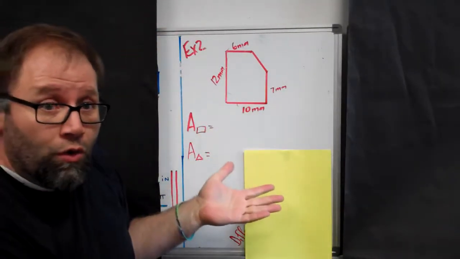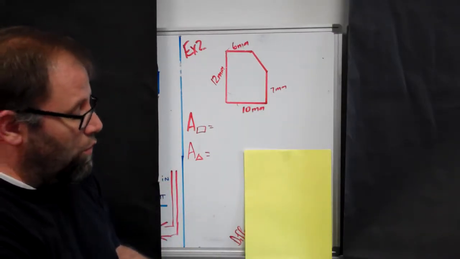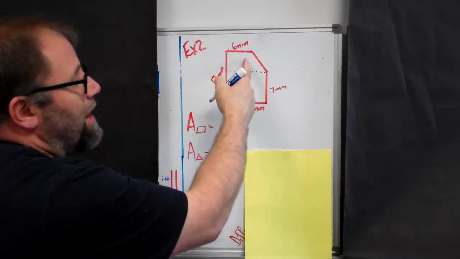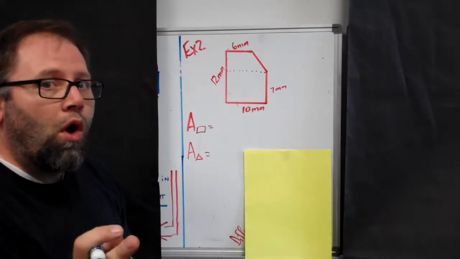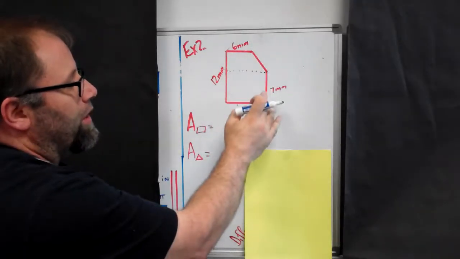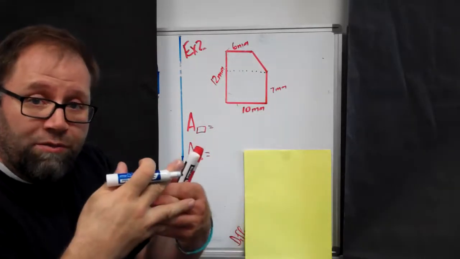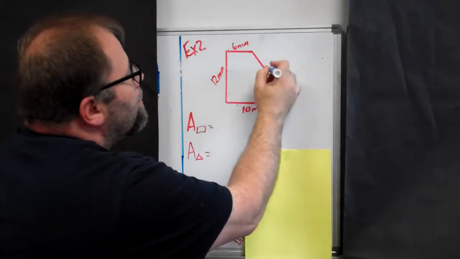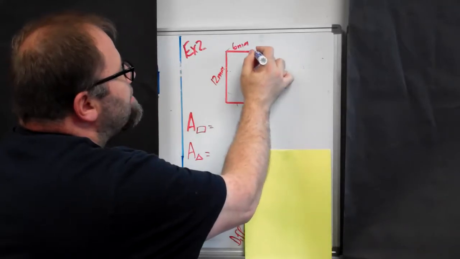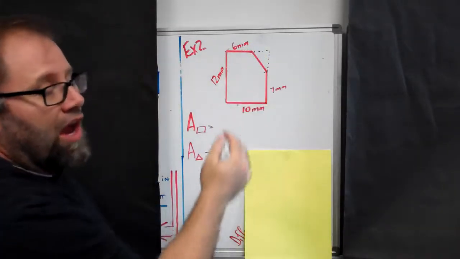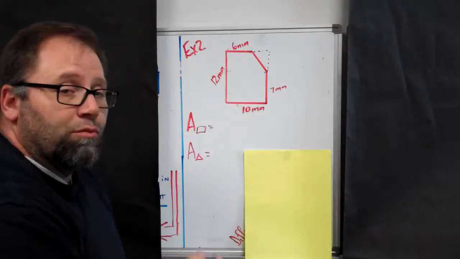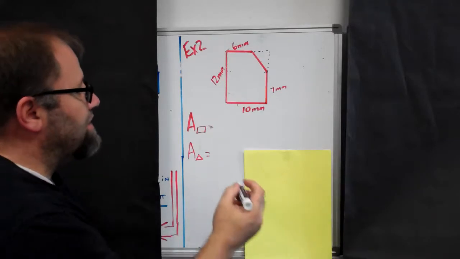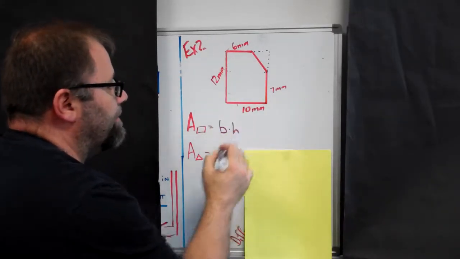Now we have this shape. A couple ways you can do this. One is you could start by dividing it into a trapezoid and a rectangle, and then we do our trapezoid formula, and then our rectangle formula, and then add them together. Or what we can do is find the size of the whole piece and then subtract the missing piece. So if we extend this into a rectangle, then we use our rectangle formula, base times height.